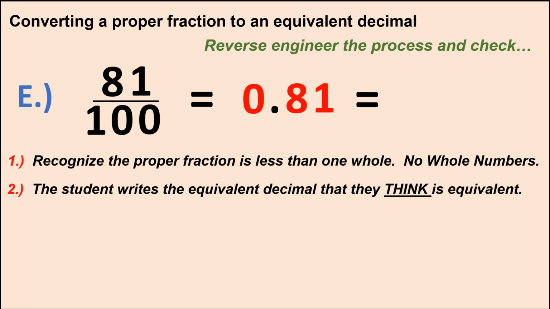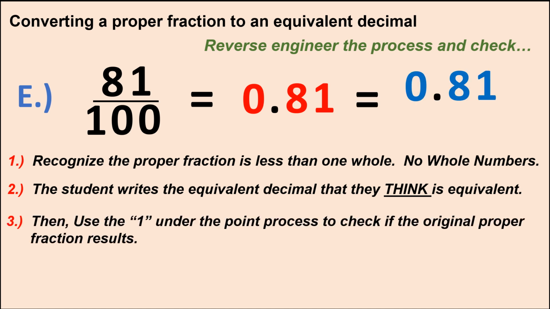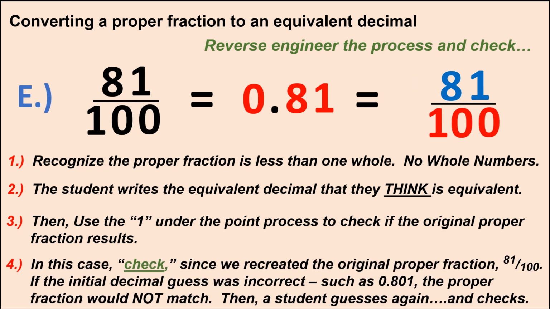Add another equal sign. Rewrite the original decimal and do our little 1 under the decimal point, add zeros, include a horizontal line. In this case, check, since we recreated the original proper fraction, 81 hundredths. If the initial decimal guess was incorrect, such as 0.801, the proper fraction would not match. Then a student guesses again and checks. If this guess and check process is sufficiently practiced, students will understand it and do very well.